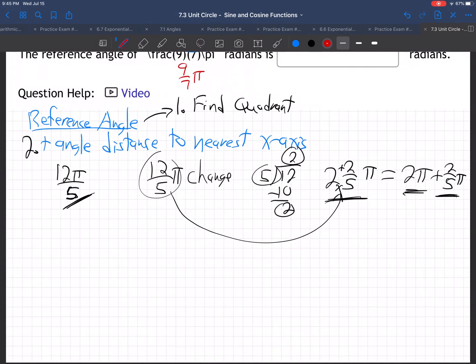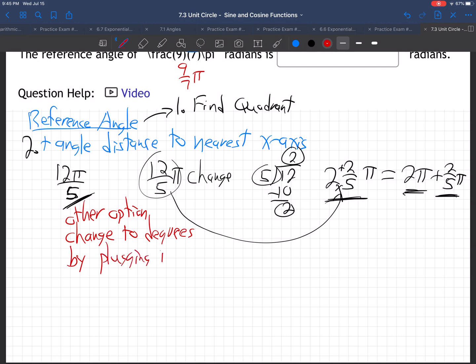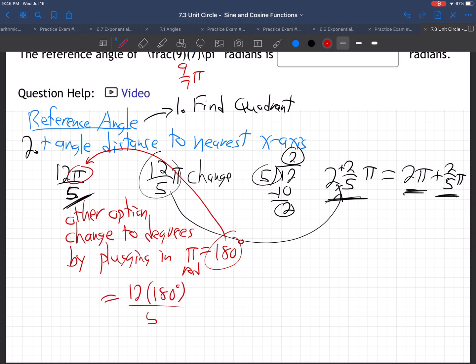Now, I know some of you aren't going to appreciate that or like that method. So the other option, which you might prefer, is just to change it to degrees. How do you do that? By plugging in pi. Remember what pi is? It's 180 degrees. Pi radians is 180 degrees. So you take that 180 and you pop it in for pi. So this is 12 times 180 over 5.